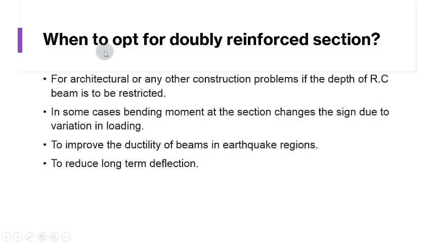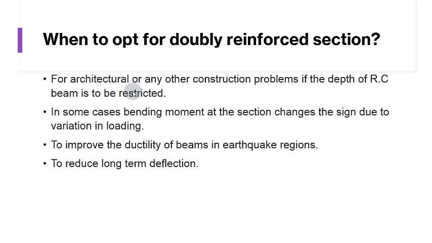Now, when to opt for doubly reinforced section? The situations in which the doubly reinforced section is to be adopted can be like, for architectural or any other construction problem, if the depth of reinforced concrete beam is restricted. Like if an architect restricts the depth of the beam to say 450 mm. Now once this depth has been fixed, it means the limiting moment carrying capacity of the beam has been limited. And the only way to increase it is to adopt higher grade of concrete.